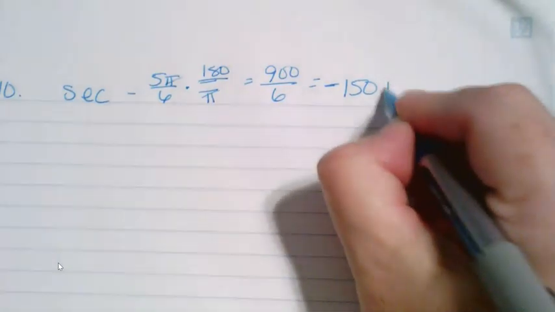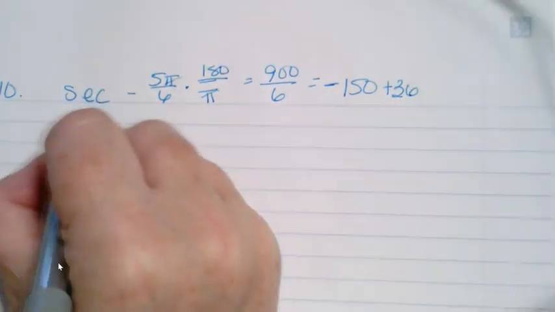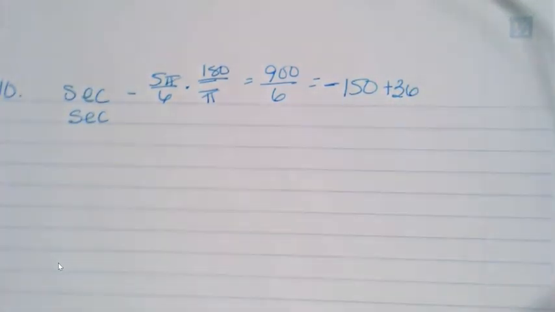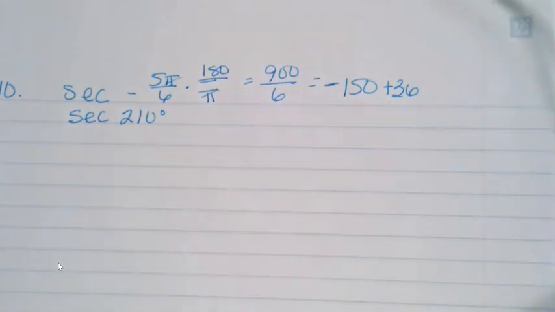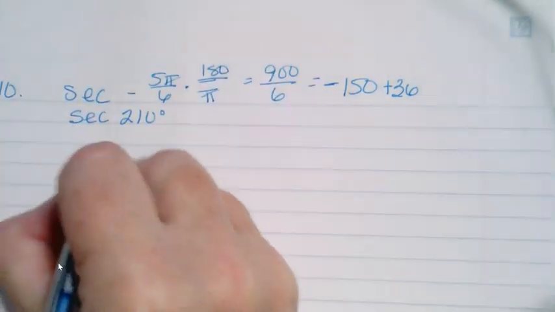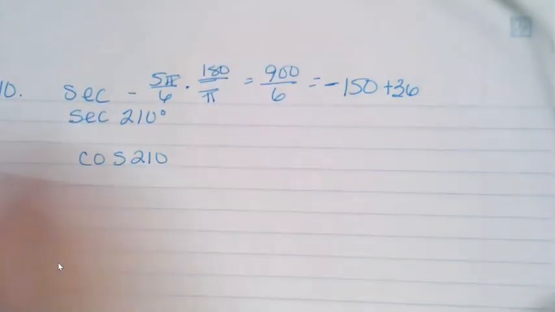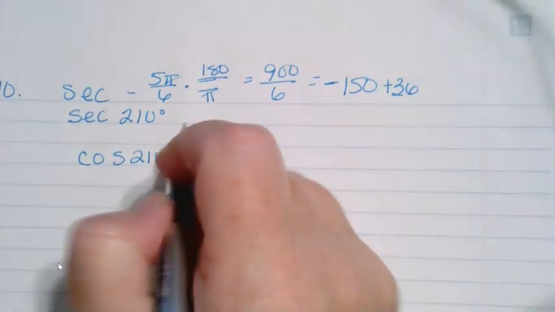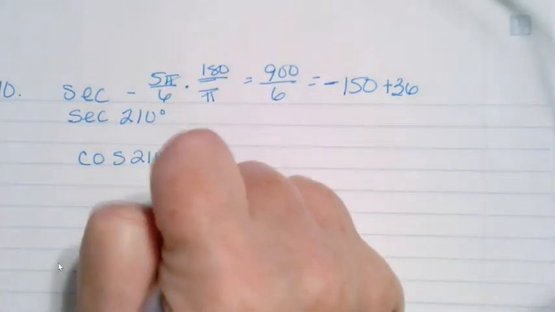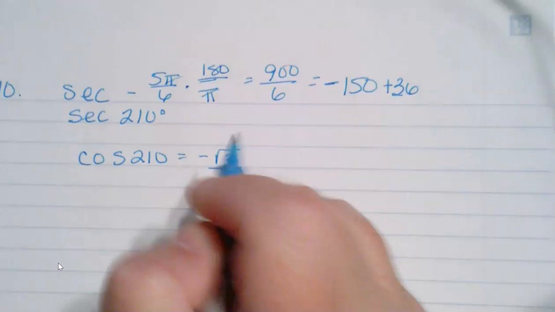So I'm going to add 360. So what I'm really asking for is secant of 210. So it's the reciprocal of cosine. So cosine of 210, if I look, I need degrees. Cosine is the first one. So this would be negative square root 3 over 2.